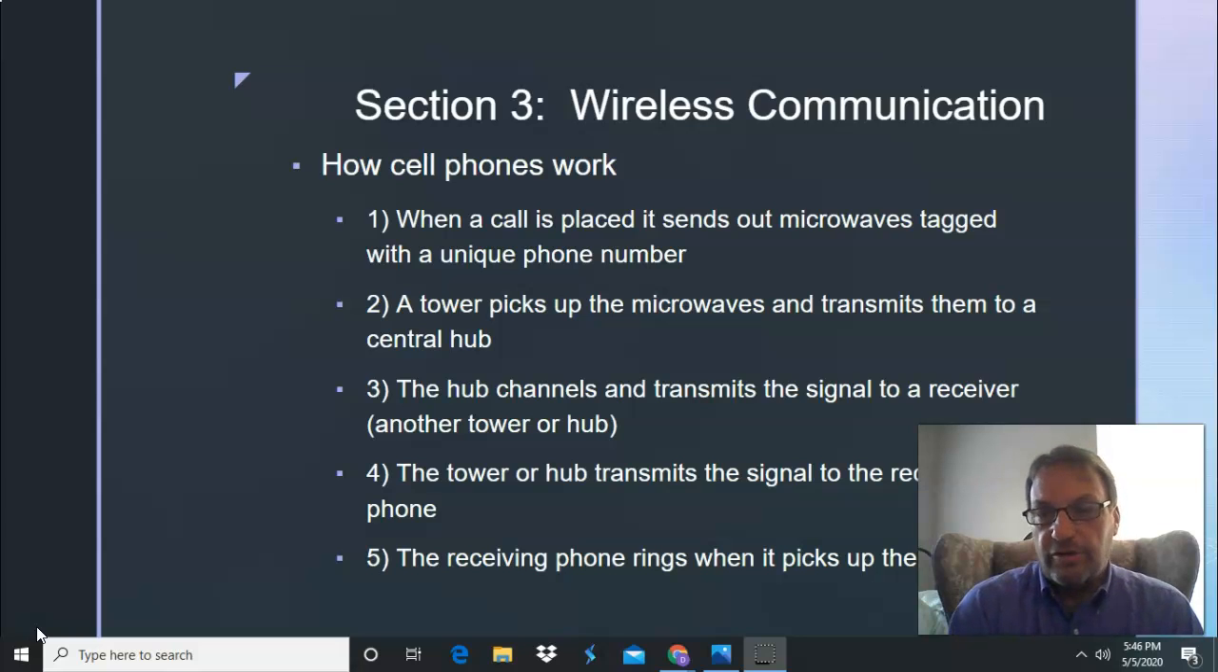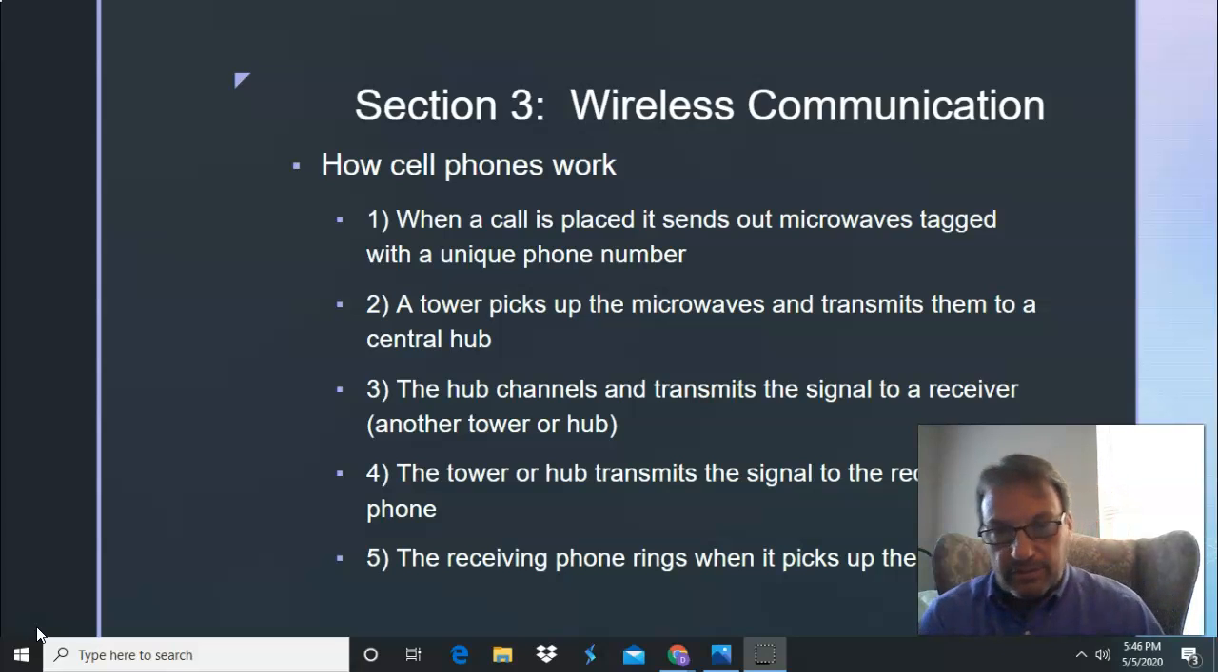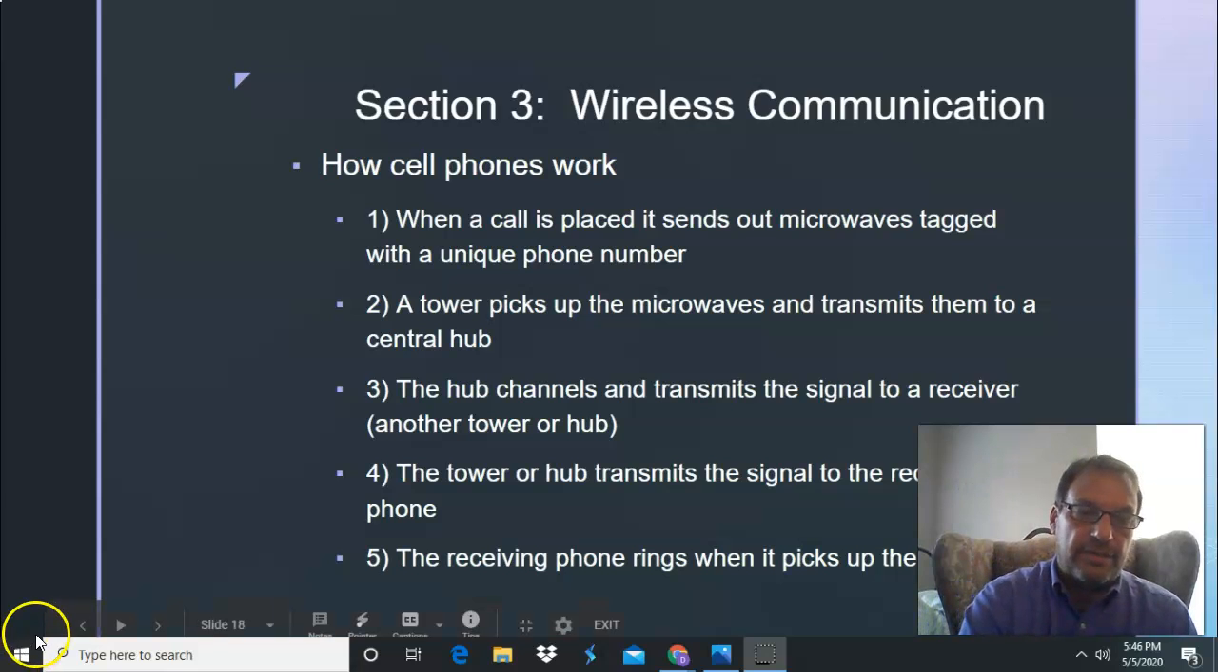I think I mentioned earlier in the other video that we had actually tried this in class to see how long it takes, and it was just so quick that a person could dial someone's number and they would receive the call. It was very, very quick. So we know that microwaves travel extremely fast. The receiving phone rings when it picks up the signal, which is kind of common sense.